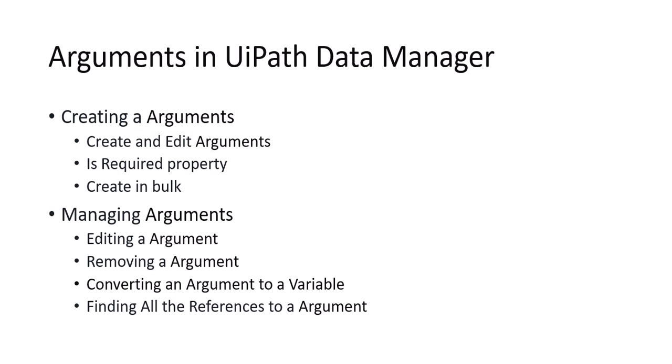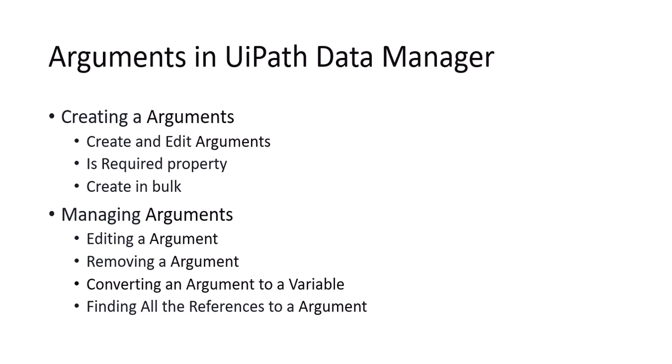First of all, we all know the difference between variables and arguments. Variables are locally used data types used for holding data, and arguments are used to pass data between different workflows, and their types are In, Out, and In/Out. So this is the basic idea about arguments.